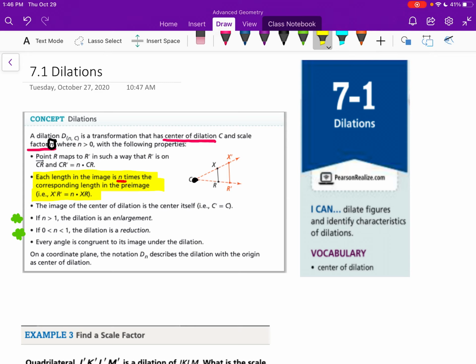image. If the scale factor is greater than 1, it's an enlargement, the shape gets bigger. If the scale factor is less than 1, the shape is a reduction, it gets smaller. So the scale factor could be some type of fraction like 1/2, and it gets smaller by 1/2. Big things to know is that every angle is congruent. And if we are on a coordinate plane, this notation, D sub n, describes a dilation at the origin as the center of whatever n scale factor is.